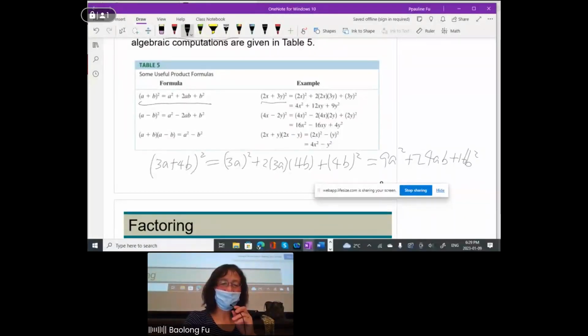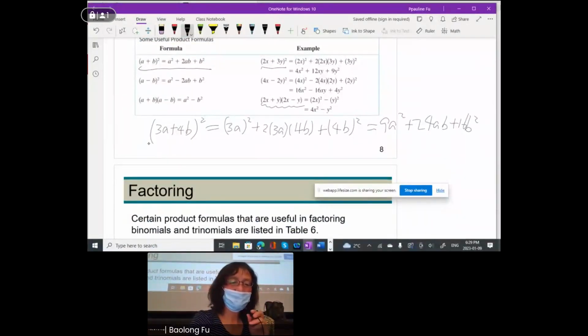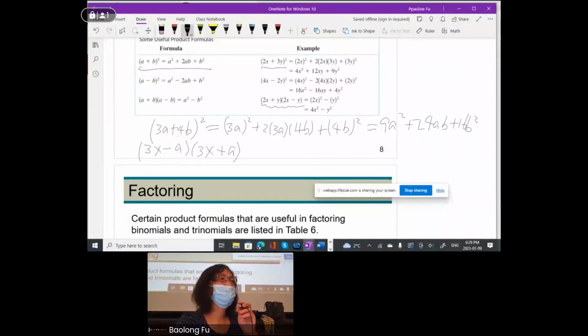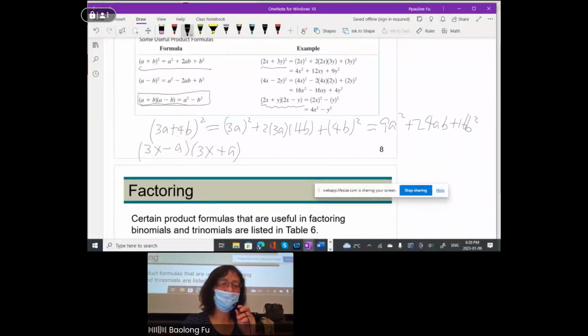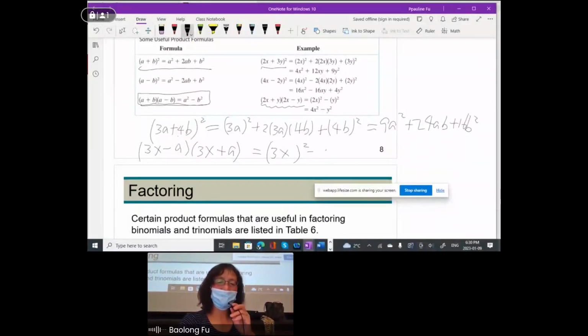All right, so now I will give you another example similar to this one. I will say 3x minus a, bracket, times 3x plus a. And this one looks like this formula, so we apply this formula. So it equals 3x squared minus a squared, equal to 9x squared minus a squared. Any questions?